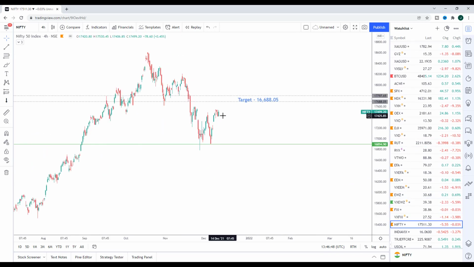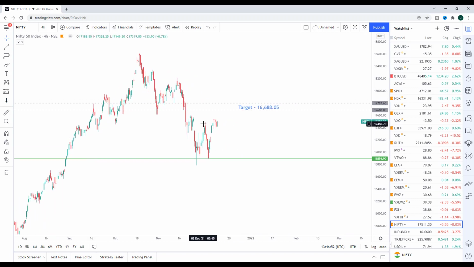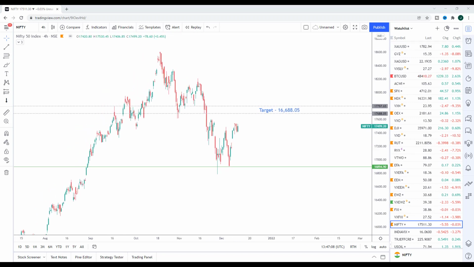The Nifty has started to break higher, although it's not an extremely convincing break higher, because you can see the previous high over here is not with momentum. However, on balance, I am bullish on the Nifty, and the next target to the upside is the 16688.05.